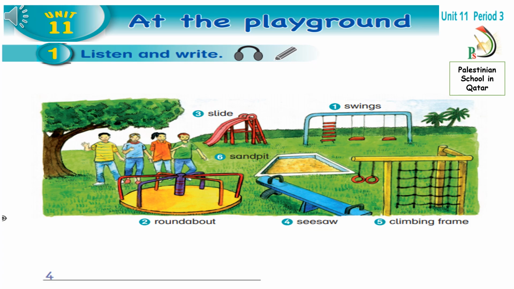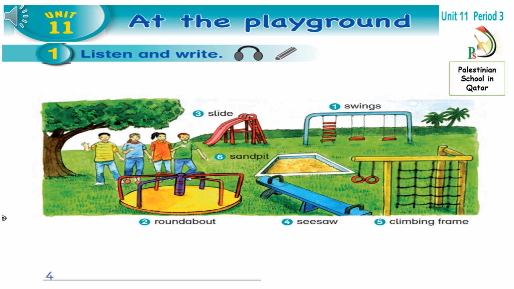I want you in this activity to listen and write numbers on the line according to what you listen. For example, number 1, swings. Number 2, roundabout. Number 3, slide. Number 4, seesaw. Number 5, climbing frame. Number 6, sand pit. Right?